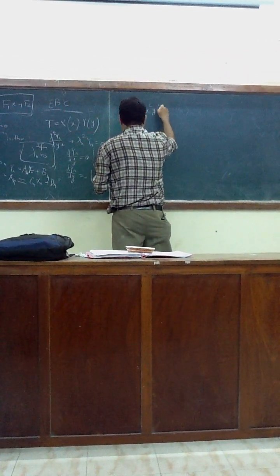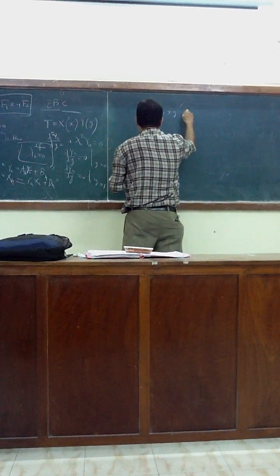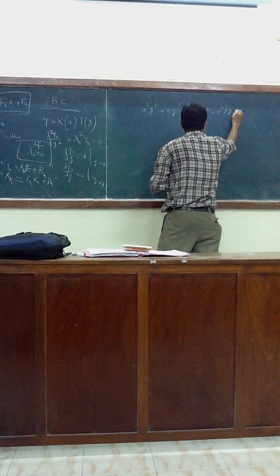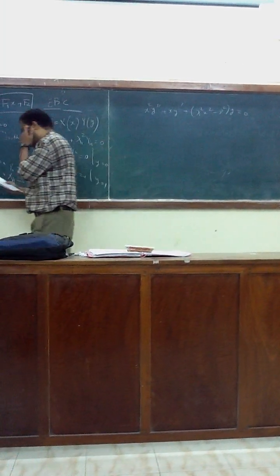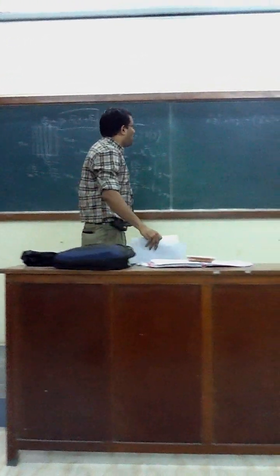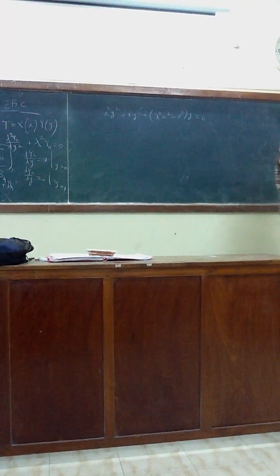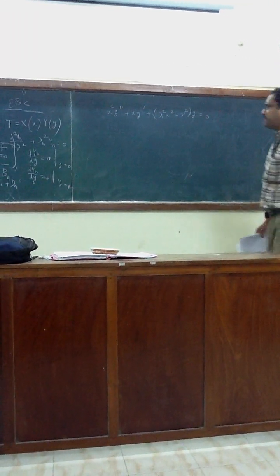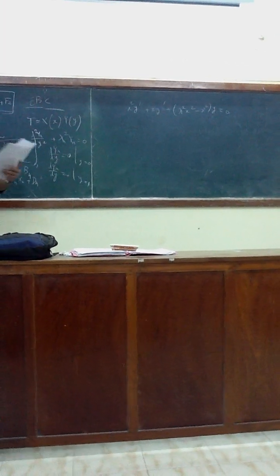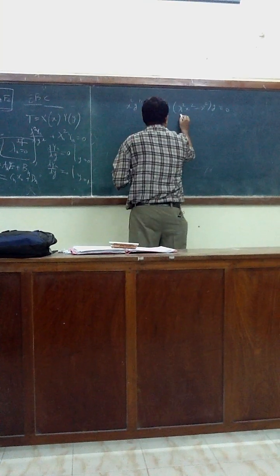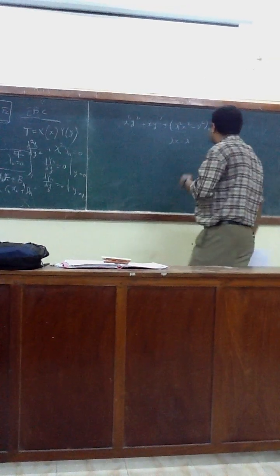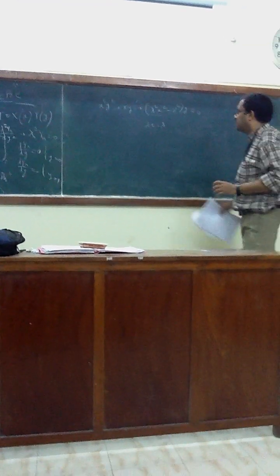x square y double prime plus xy prime plus lambda square x square minus gamma square y equals 0. This is the kind of problem that happens for the cylindrical coordinate system, a cylindrical fin type of problem. If you have a cylindrical fin in heat transport, this type of problem comes. So what we can do is assume lambda x equals s, so that we can have a simplified differential equation.